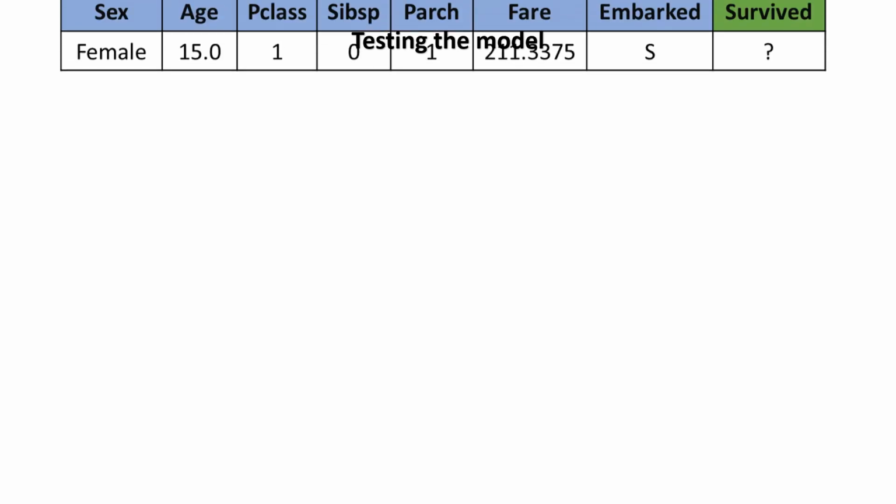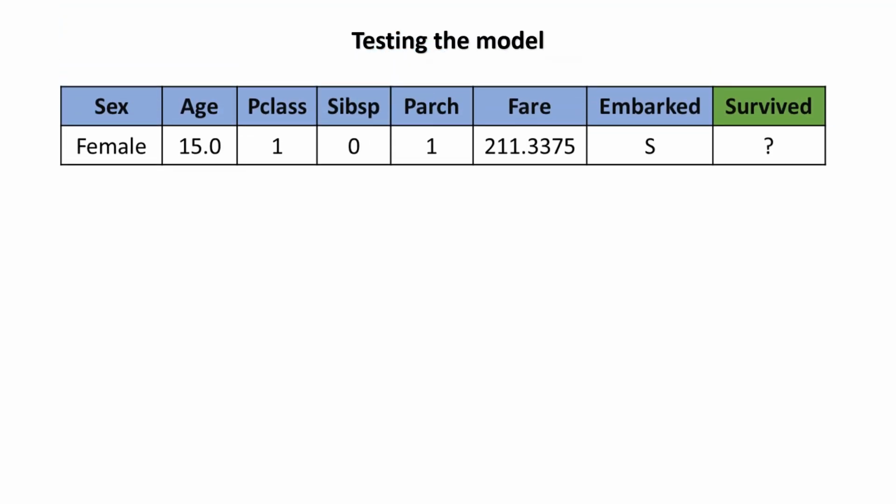Now it's time to test the model. Let's take a new sample to test the model. Here we have all the variables and want to see if the passenger will survive. We take this data and input it into the trees that we built and find out if the passenger survived. For each sample, the variables are run through all the trees.